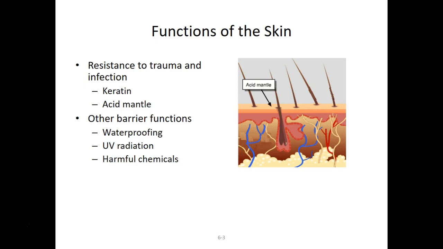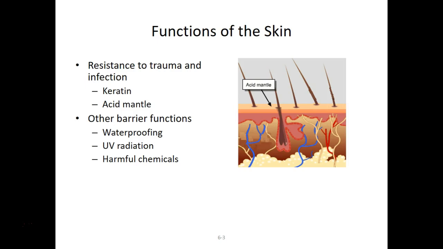One of the proteins in the skin that makes it so protective is keratin. Keratin is made by the keratinocytes, which are the most common cells of our skin, or of our epidermis. And this gives us a waterproofing structure so that we don't take in too much water and we don't dehydrate super fast.